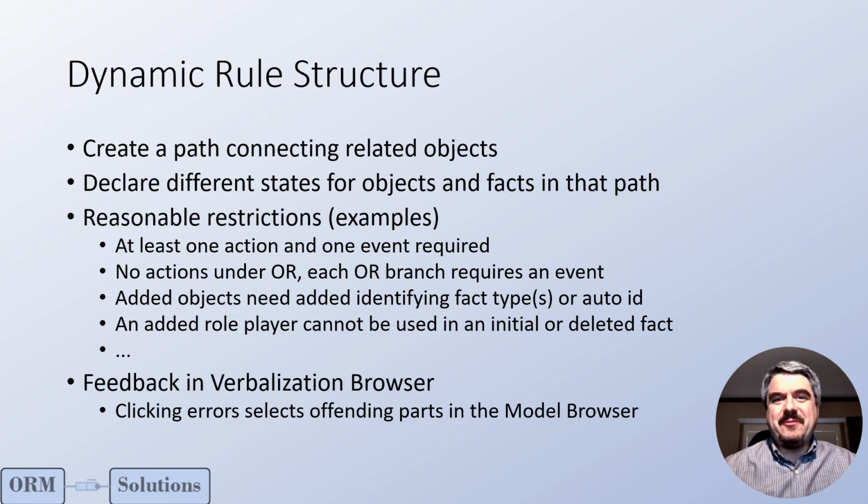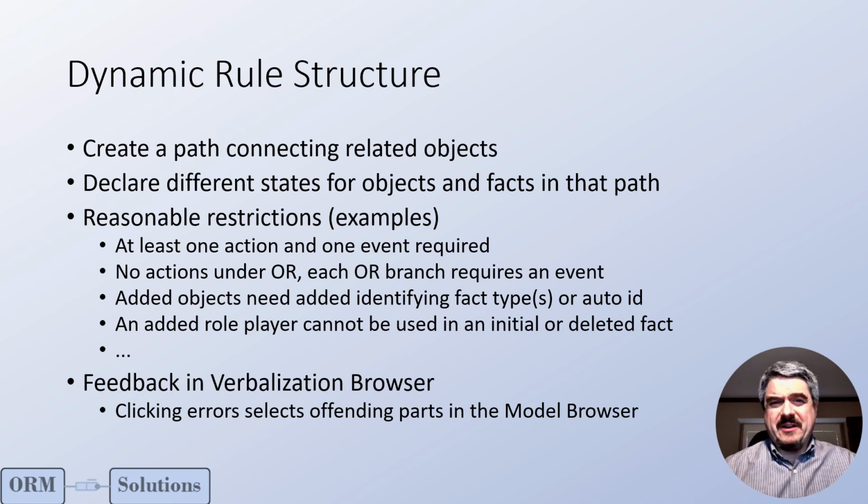Some reasonable things: if you add an object, it has to be identified, right? So either have an auto identifier for your dynamically created objects, or populate the identifying fact type. And then other things like if you have an added role player, so it doesn't exist in the initial state, you can't reference that in a fact that is initial or deleted. Otherwise, it doesn't make any sense, right? So it enforces some consistency among your nodes.